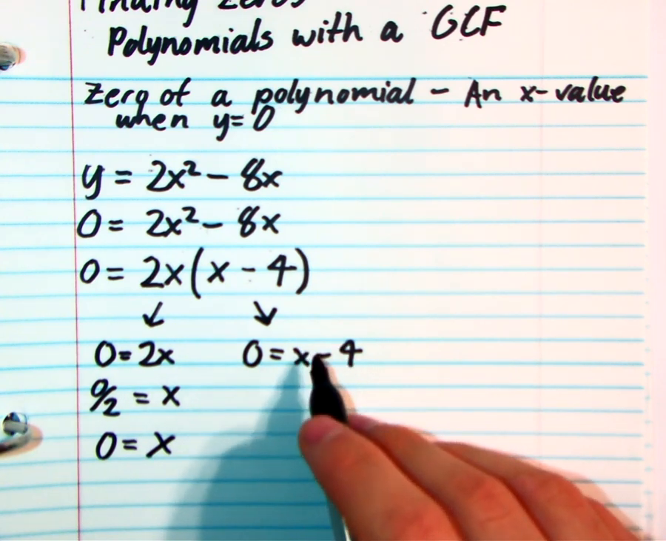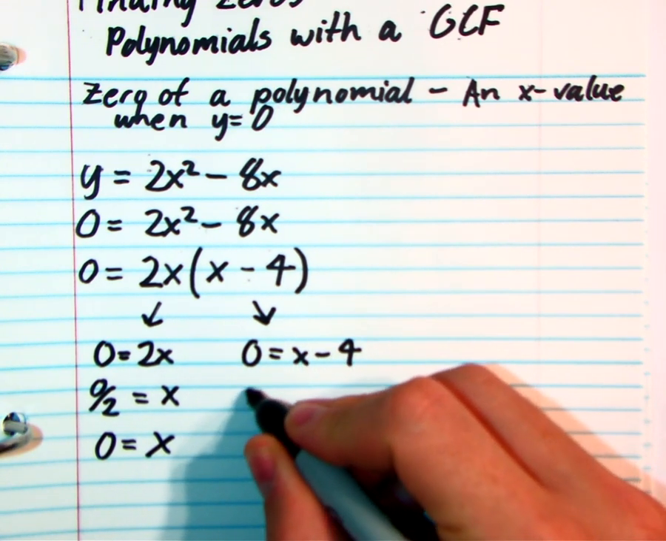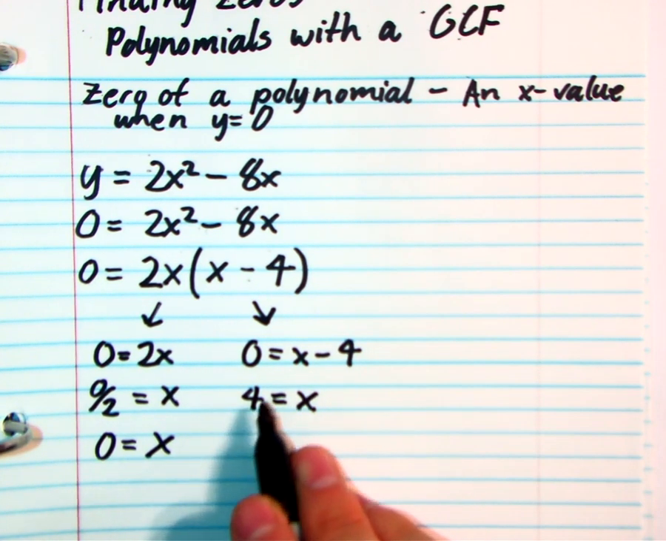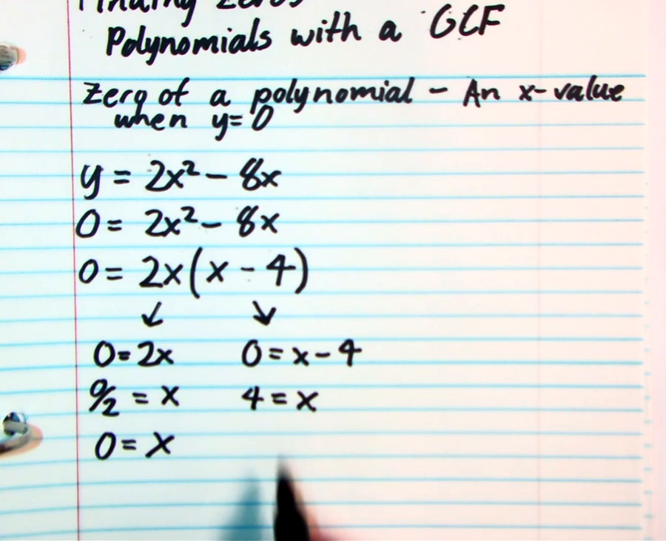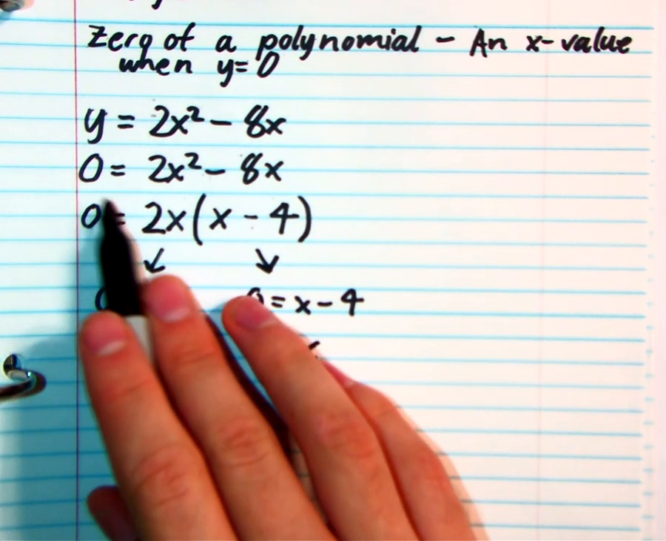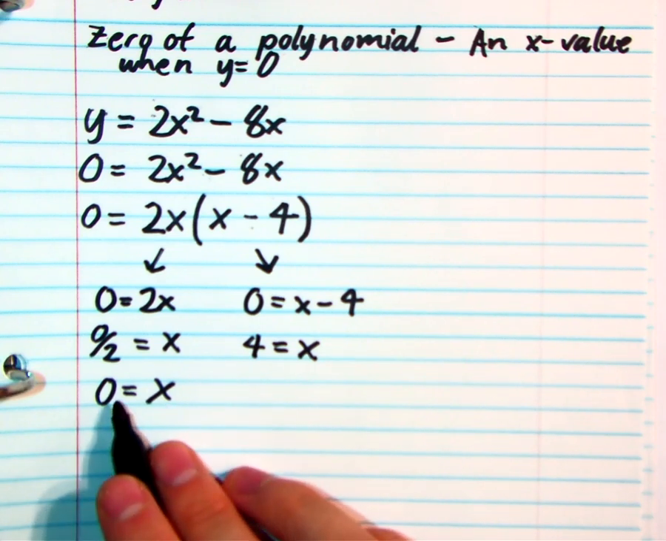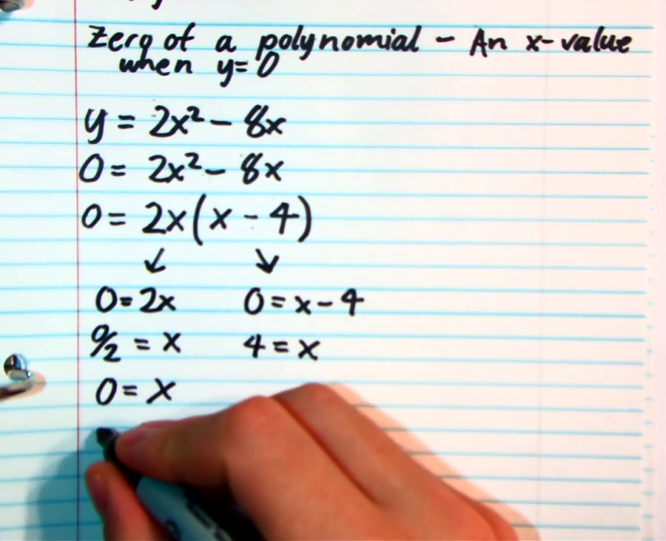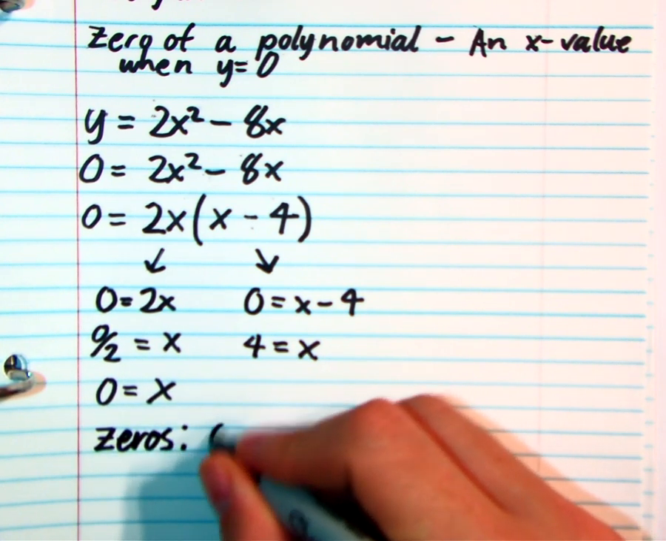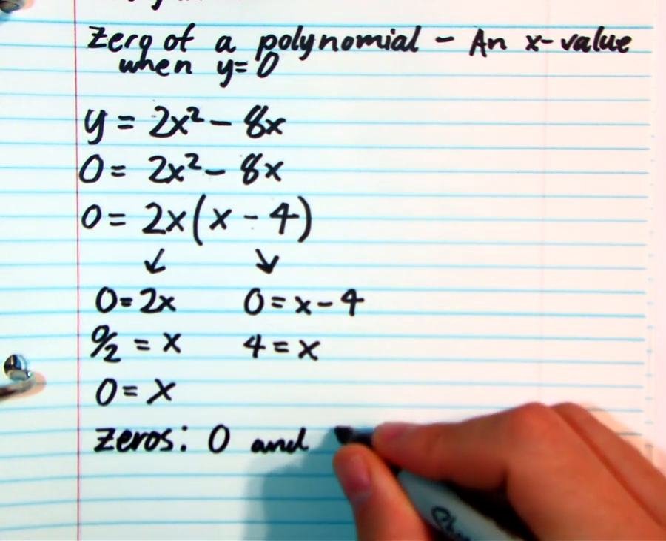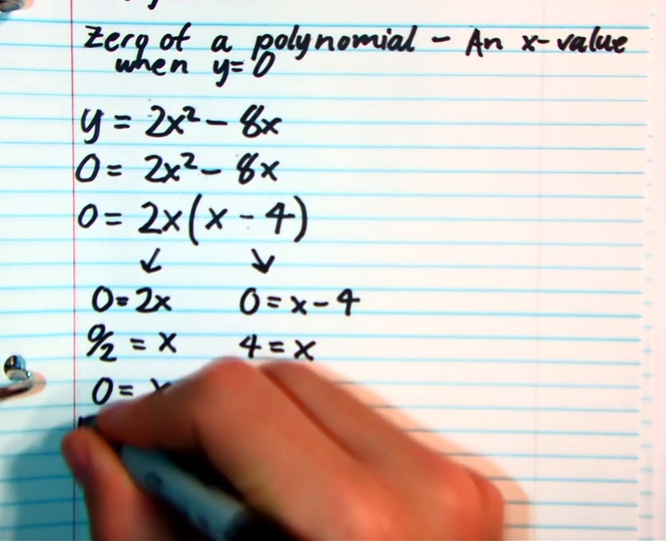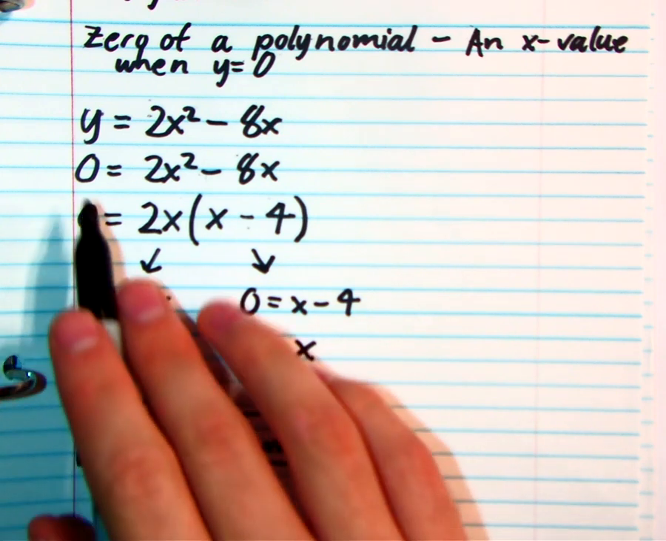Let's look at this equation. 0 equals x minus 4. If I add 4 to both sides, I get that x can only equal 4 for this equation to be true. So I have two different x values that make y equal to 0: 0 and 4. That means that the zeros of this polynomial are 0 and 4. Two x values that would make y equal to 0.